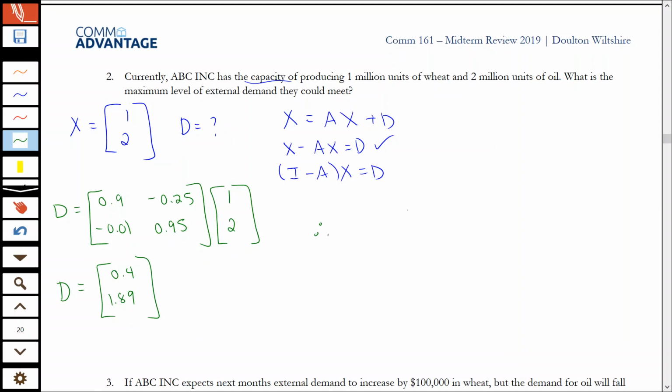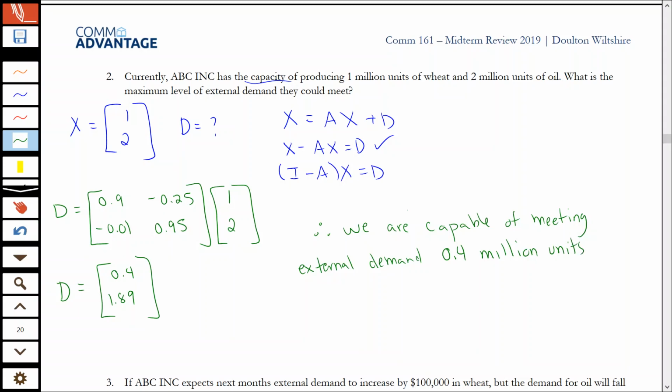So this is telling us that we are capable of meeting external demand of 0.4 million units of wheat and 1.89 million units of oil.